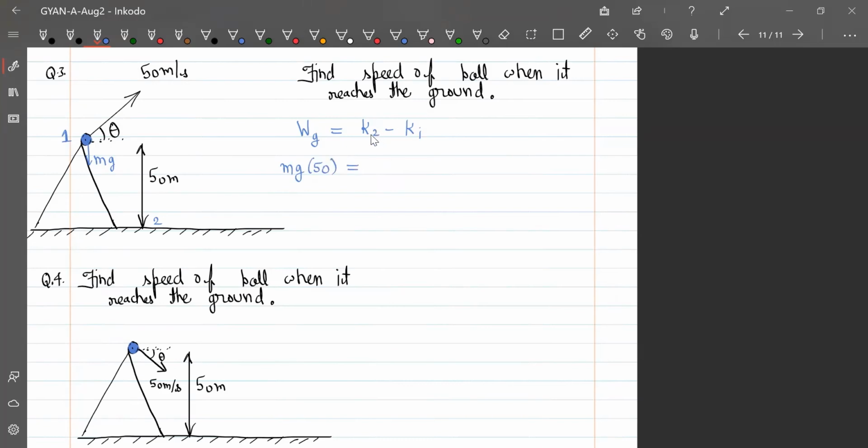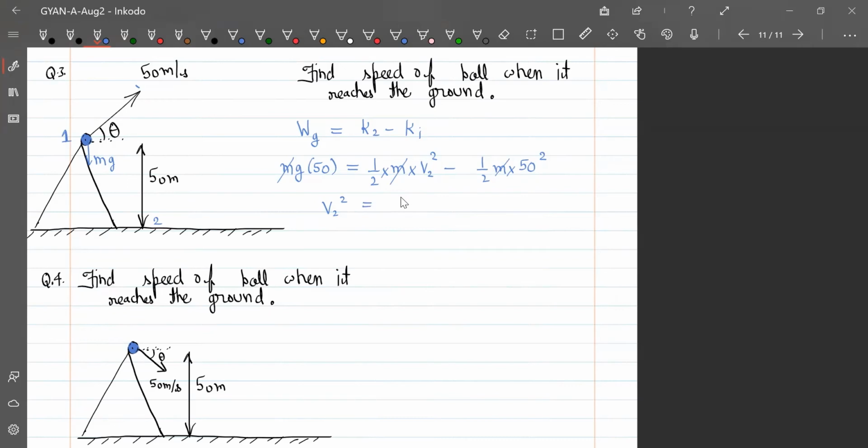That is equal to final kinetic energy. Let me write it as half mass into final speed square, that is v2 square, minus half m into initial speed square. Initial speed is 50. So m will get cancelled out from this equation. What's the value of v2 that you are getting?